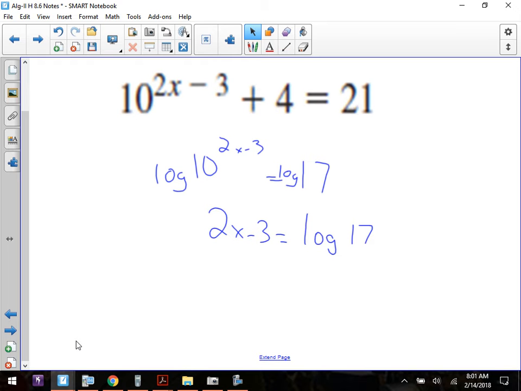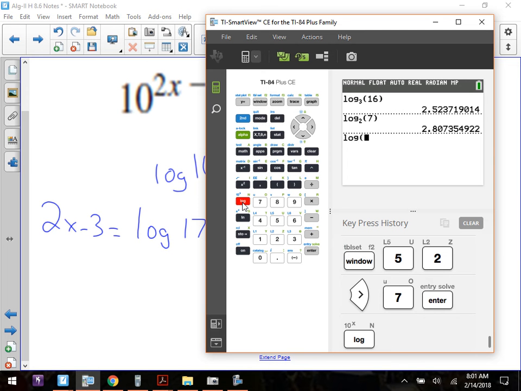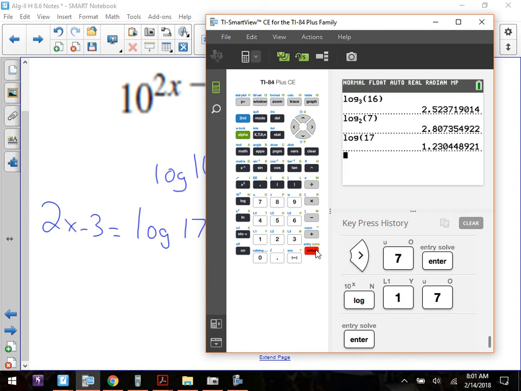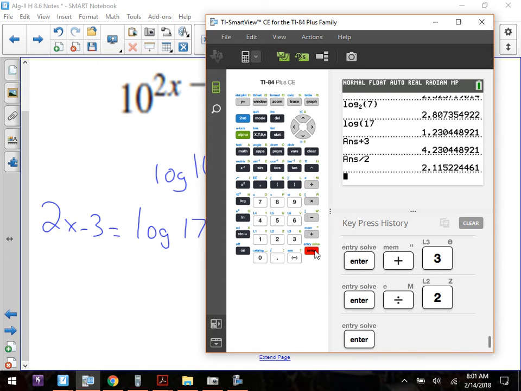Do you agree? So when you do this, let me move this over so you can see it. All we have to do is hit log of 17, hit enter. Now, you guys probably know that 2x minus 3 equals that decimal. Well, how do you move the negative 3? So you add 3. And then how do you undo multiplying by 2? You divide by 2. And you're basically just using your calculator right there.